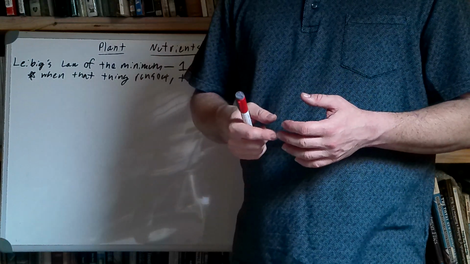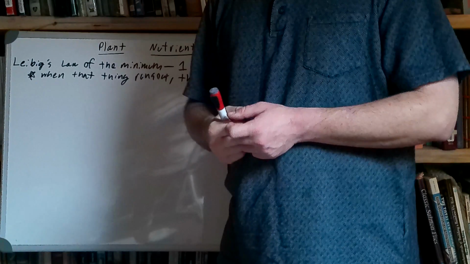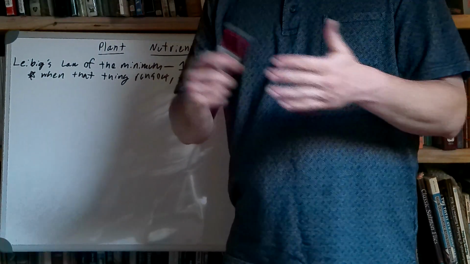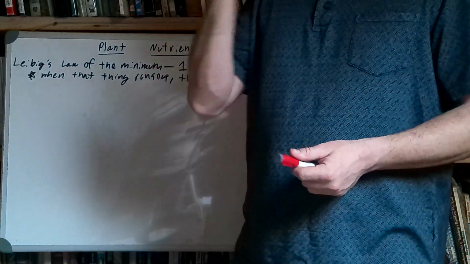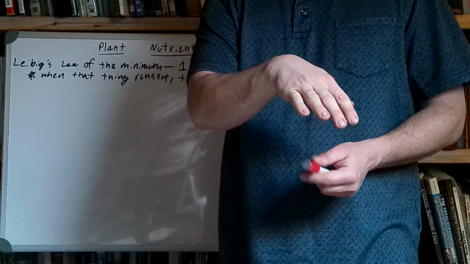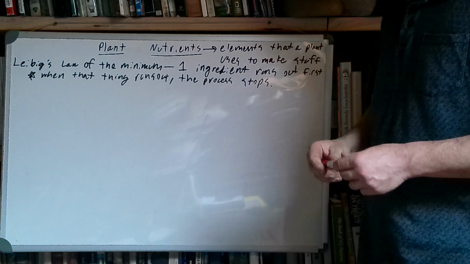If you have 10 pieces of cheese and 5 pieces of bread, you can only make 4 sandwiches. Right? Because you run out of bread before you run out of cheese. If that's the case, and you want to make more sandwiches, you don't go out and buy more cheese, because you haven't solved the problem, because the bread is still what ran out first. You would need to go buy more bread. Right? That's Liebig's law of the minimum.